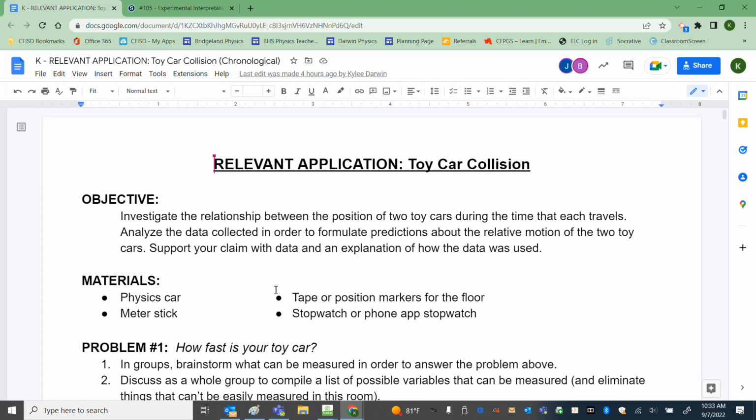At least one person in your group has permission to have a cell phone out in order to use it as a stopwatch. And so you're going to gather data, and hopefully that only takes you a few minutes. And then you can start the process of answering those questions, getting your graph, analyzing it, making a prediction. Go ahead and get your supplies and get started. If you have any questions, please let me know.